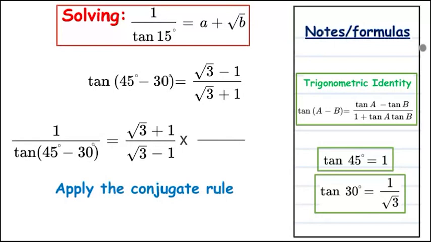Now we're going to use the conjugate rule to rationalize the denominator over here. So we're going to multiply above and below by the conjugate of the denominator. So we need to multiply by the square root of 3 plus 1 above and below.